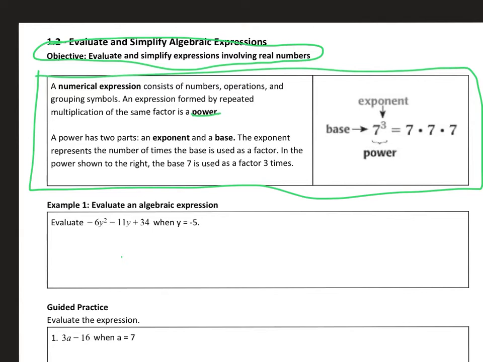So a power has two parts, the exponent and the base. The exponent is the number of times the base is being multiplied. So in this example, 3 is the exponent, 7 is the base, which means we multiply 7 using 3 factors of 7, okay? So that's just a quick refresher on how exponents work.